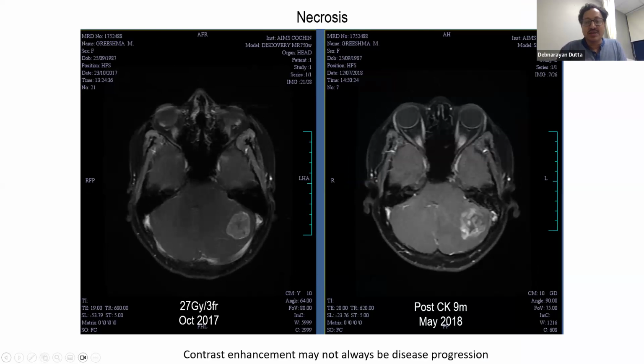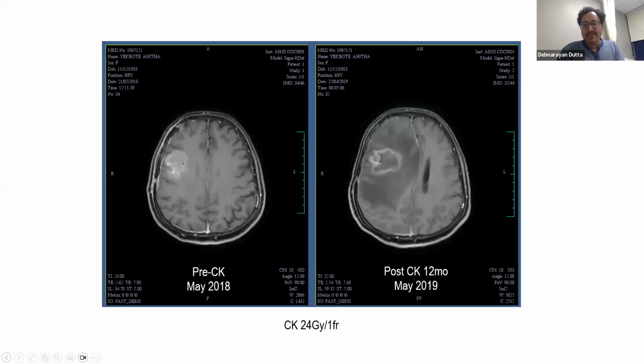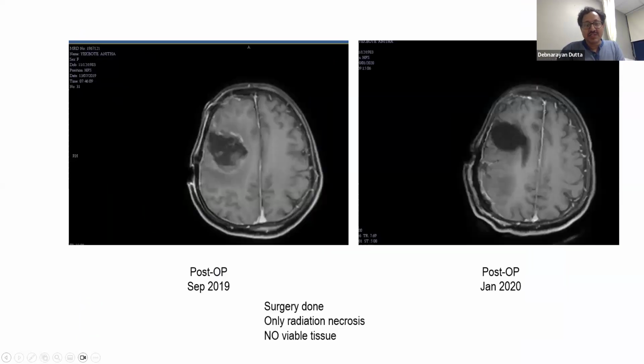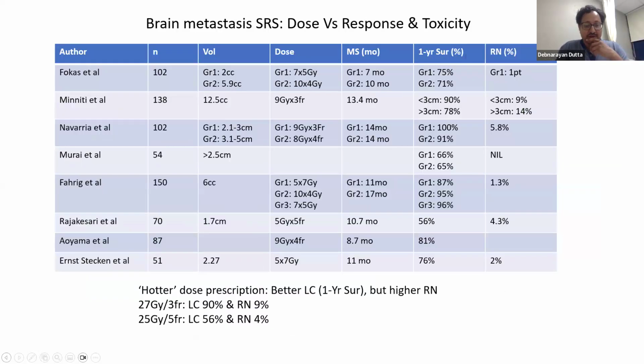It is not a progression, so pseudo progression is also important. That needs to be taken into account. So you can see the pseudo progressions are there. So it is important to see, and the radiation toxicities are also dependent on the 12 gray volume. And so there is a specific criteria. See, these are the dose responses.